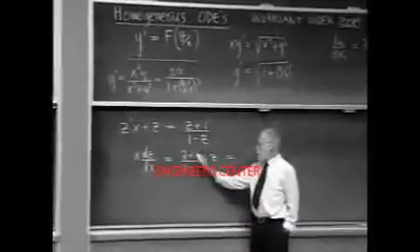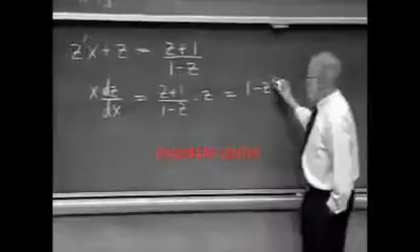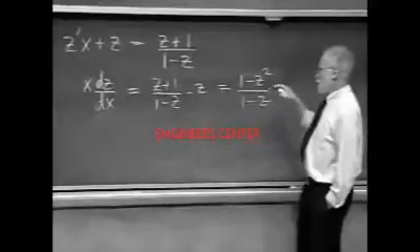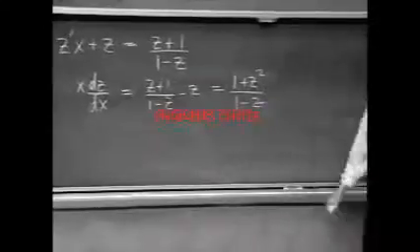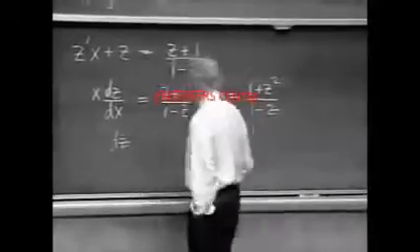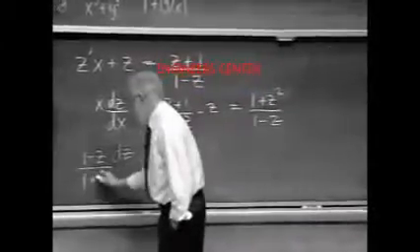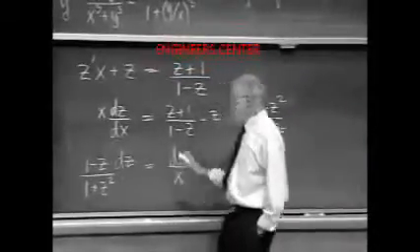So z plus 1 minus z, that gets rid of the z's. The numerator is 1 plus z squared over 1 minus z. And so the equation is, put this on the other side and turn it upside down, so that will be 1 minus z over 1 plus z squared dz on the left-hand side, and on the right-hand side, dx over x. Well, that's ready to be integrated just as it stands.